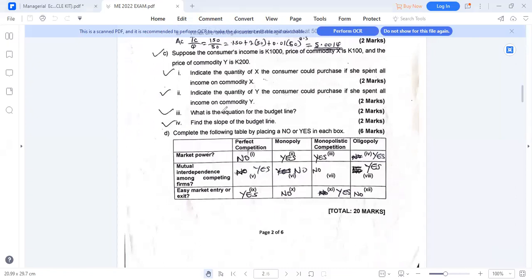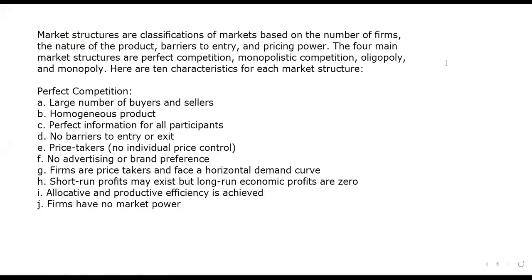So let's look at, in brief, these market structures. We have classifications based on the nature of the product, the barriers, and the pricing power. The main structures that we're going to look at are perfect competition, monopolistic competition, oligopoly, and monopoly. So I'll give you 10 characteristics. Number one, perfect competition has a large number of buyers and sellers. The goods are the same or homogeneous. There's perfect information for all participants. There are no barriers to entry and exit.